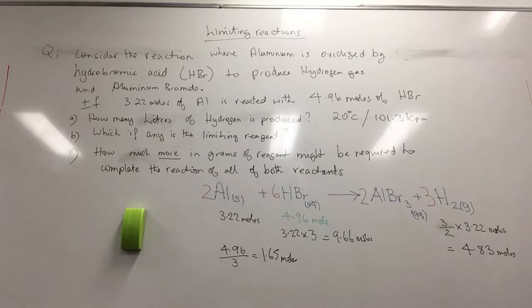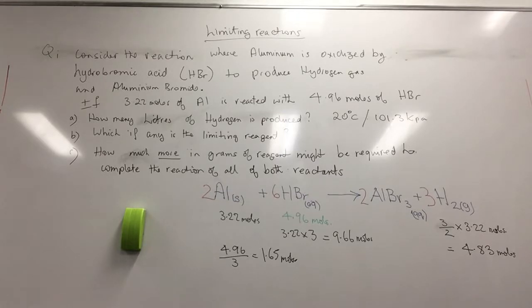Think of it like this. If we're using the 3.22, it's good what you've just said, because if we use the 3.22, we're going to end up with some aluminium left. But we want to make sure we use all of the hydrobromic acid. We're not concerned that we'll have some of it left over. So if we use 3.22 moles, that would be too much, wouldn't it? We would not get that much hydrogen.